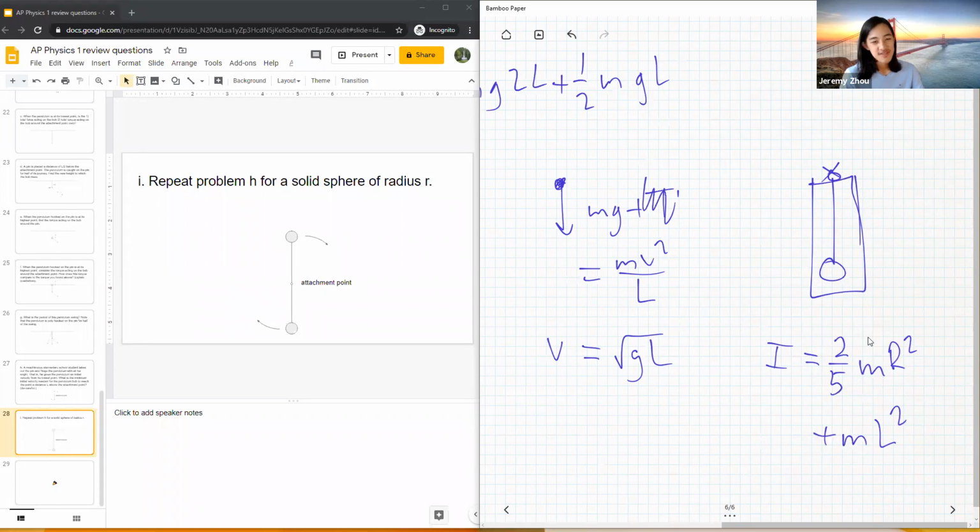So now you need to find some minimum velocity at the top. And you just do the same thing, except now you're using the angular kinetic energy, which is 1/2 I omega squared. You have to find the minimum omega first, and then you do this, and then you're good.